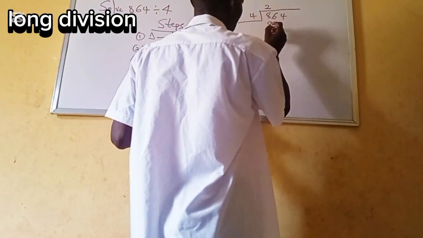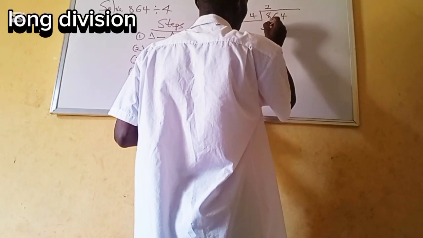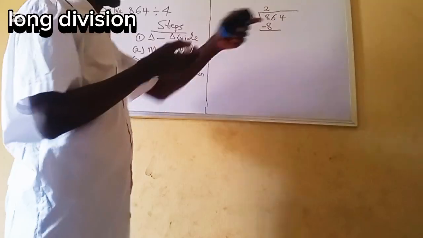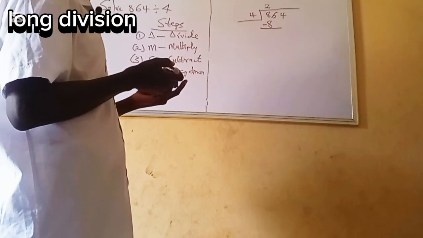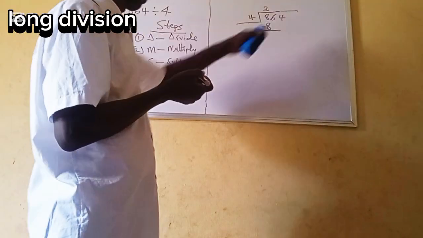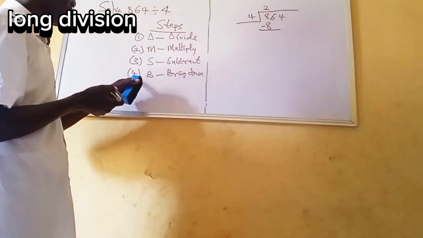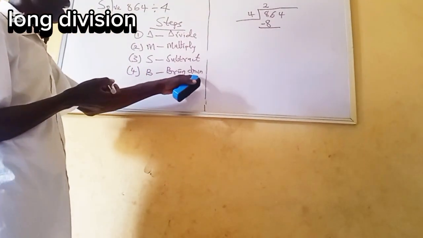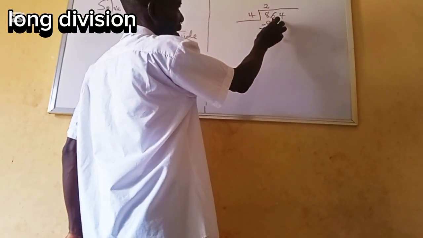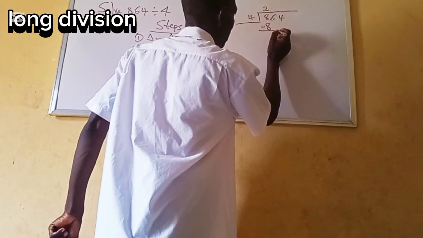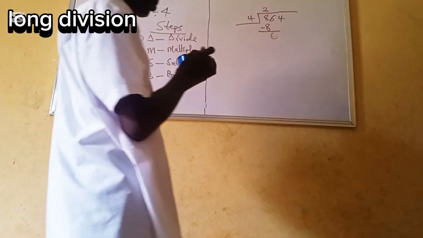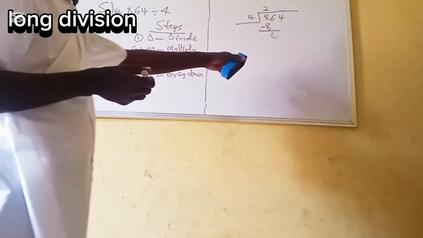So the third step is subtract. 8 minus 8, that is 0. Okay, that is 0. So you move to the 4th step, which is bring down. Bring down means the next digit will be 6.